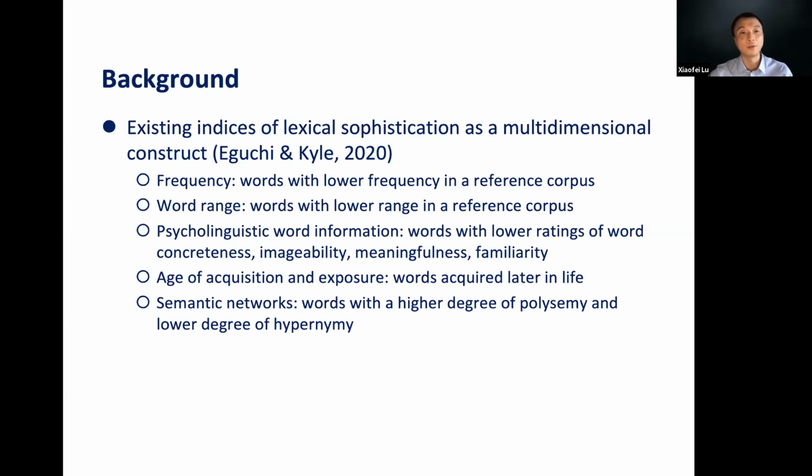And then psycholinguistic word information. For this, we use psycholinguistic databases, which contain ratings of things like word concreteness, imageability, meaningfulness, and familiarity. Basically, people who construct these databases ask L1 speakers to rate words on a scale of 1 to 5, right? You might say, apple is very concrete, but hatred is much less concrete. The general idea is that the more concrete, more imageable, more meaningful, and more familiar words will be less sophisticated because they are easier to grasp and understand.